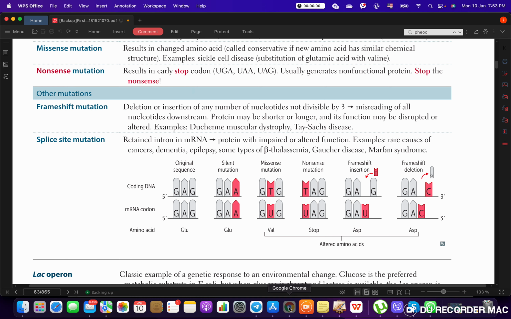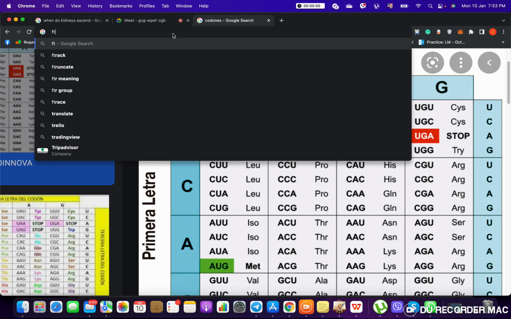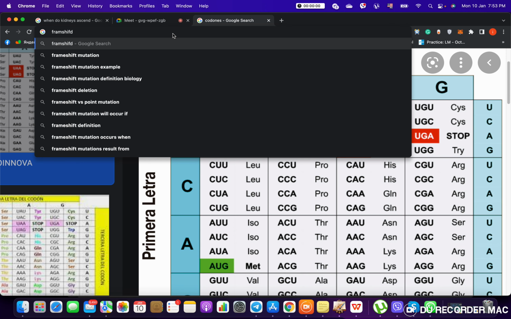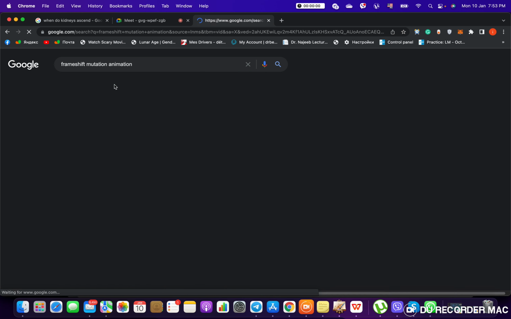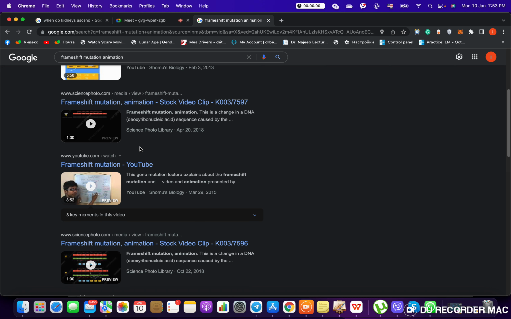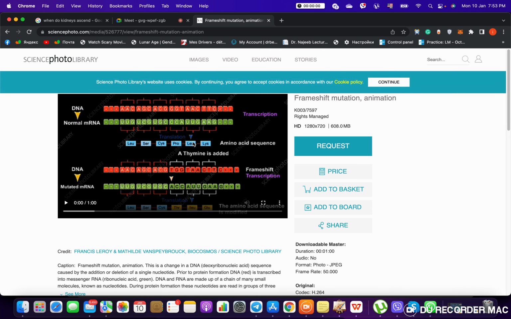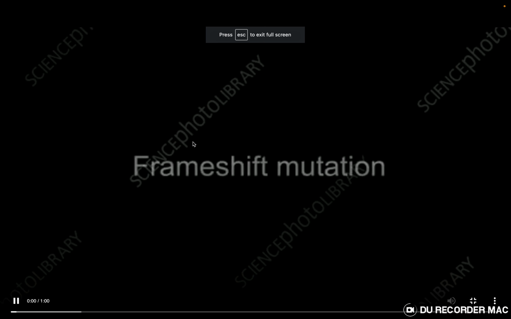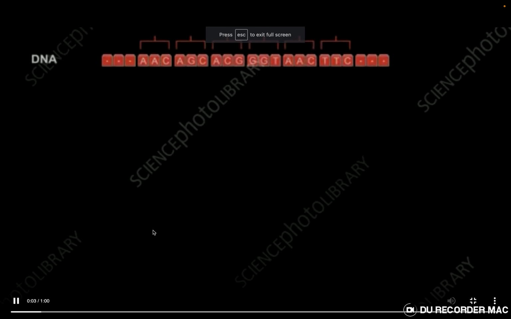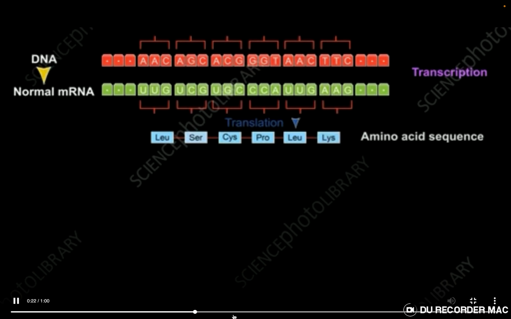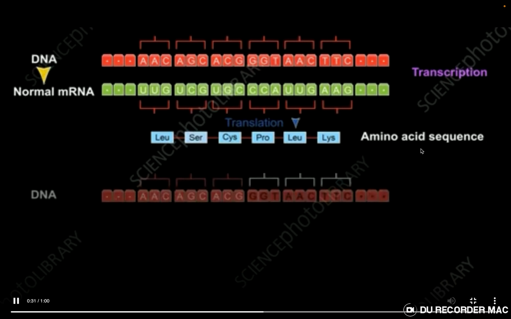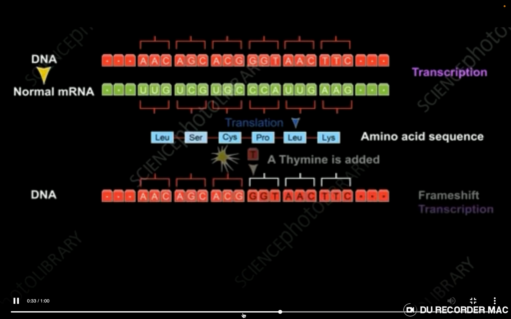So, I just want to show you a quick frame shift mutation animation, just to get an idea about what's happening. I hope I will find it. Yes, notice here what is happening. So here we have the sequence. This is the transcription process. We have the amino acid sequence, yeah?